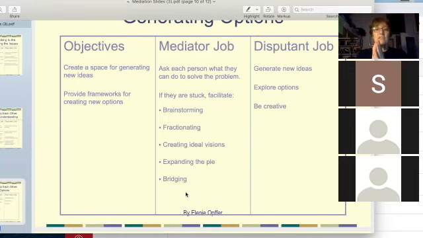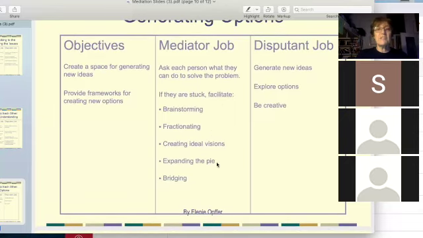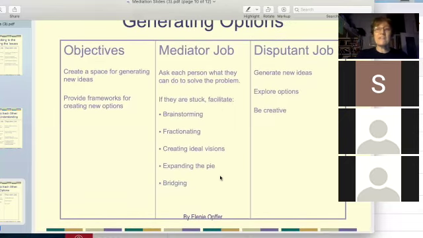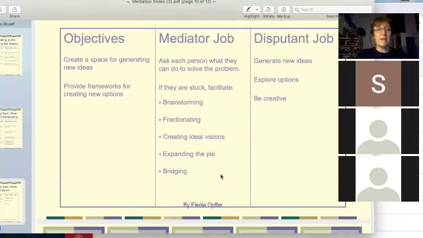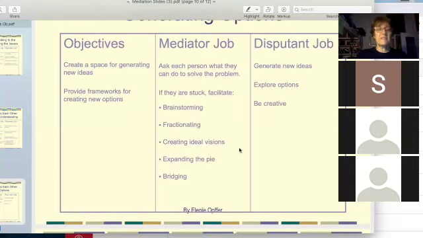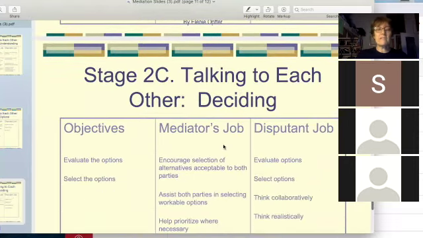Okay. So you want to clearly differentiate yourself from being a consultant when you're a mediator. So you don't give people ideas. You are going to encourage them to come up with their own ideas. Okay. So what you're hoping is they generate new ideas, that they explore options, and that they're creative. And coming up with an option of doing research to come up with better ideas, that's an option. All right. So once they've done this, then the last part is deciding.